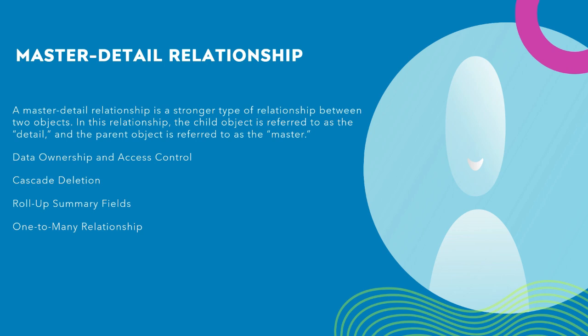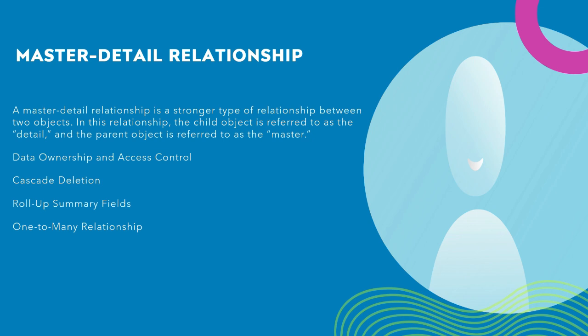Okay. And we'll be having another relationship which is stronger than lookup, which is called master detail. There are some similarities between lookup and master detail, but it is a stronger type of relationship. Why is it stronger? We'll see. So here also the child object is referred to as the detail and the parent object is referred to as the master. Okay. And data ownership and access control means the master record will have ownership over the child record.